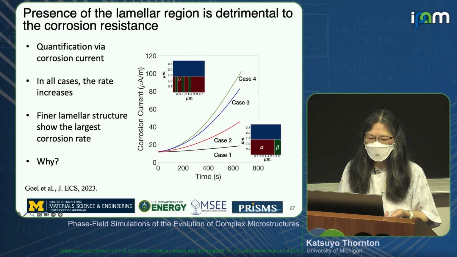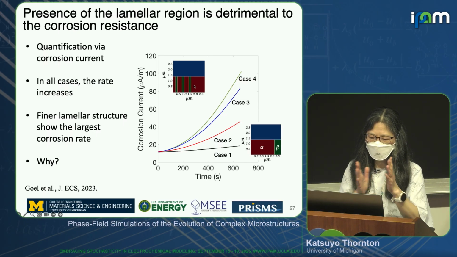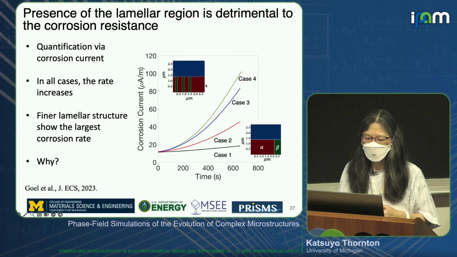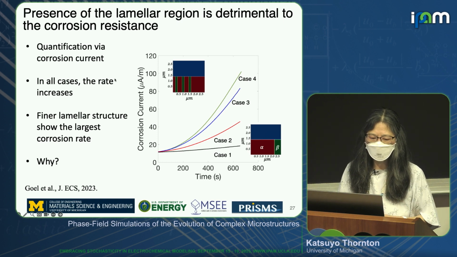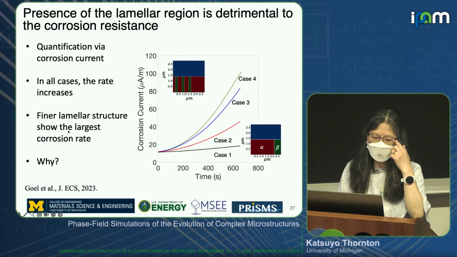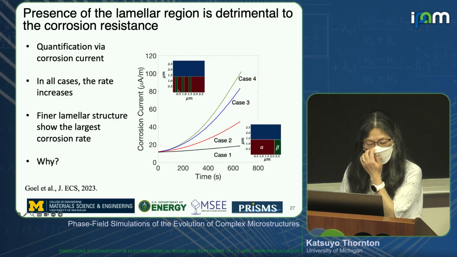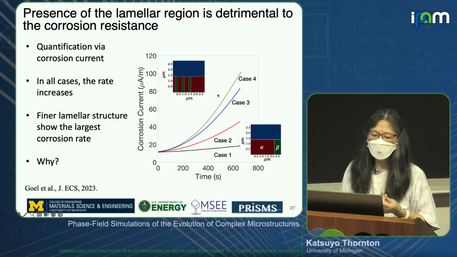And case 4 is this one, with three narrow lamellas kind of compressed on one side, and then there's a larger lamella. Case 1 is the widest one. Case 3 is narrow but uniformly distributed. In all cases, the rate increases with time, right? You can see how the corrosion is accelerating. And then you can also see that the finer the lamella is, the larger the corrosion rate is.